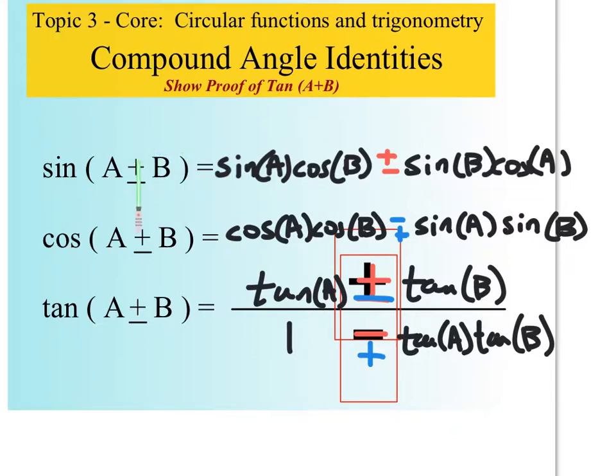Notice that we got plus goes with plus when we've got sine of a plus b. Sine of a minus b has a minus between. Cosine a plus b has a minus. Cosine of a minus b has a plus. Tangent of a plus b has a plus on the top, minus on the bottom. Tan of a minus b has a minus on top and a plus on the bottom.